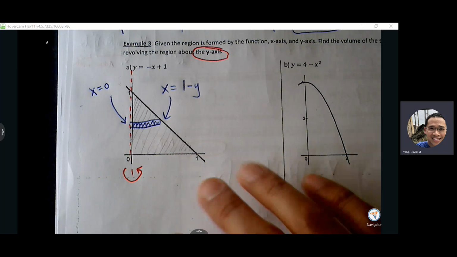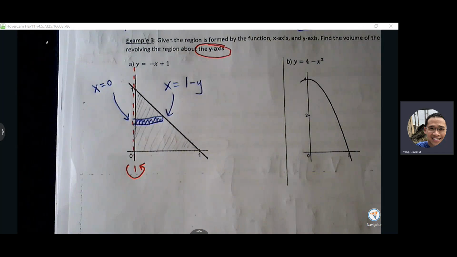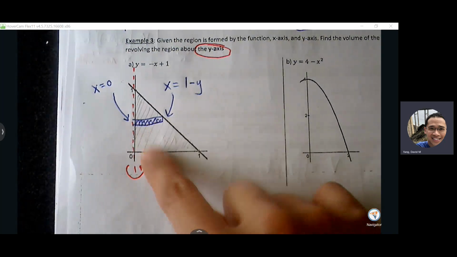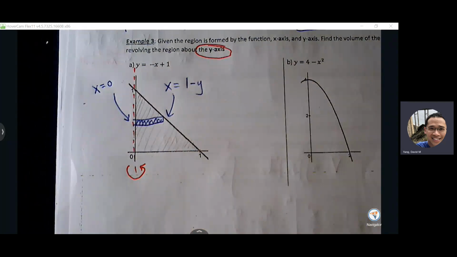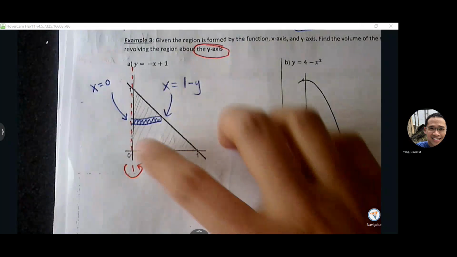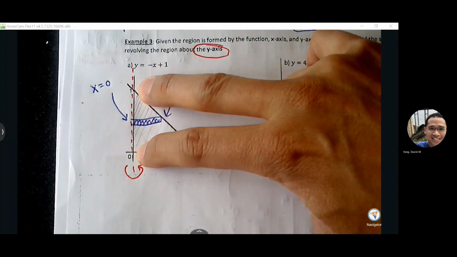All right, so we do need to find the bounds. But I think in this case, we can just look at the graph and tell, right? What's the lowest and highest? Imagine you're stacking these circular discs from down here all the way up to up here. What's the lowest and highest y value? 0 and 1. So these are your bounds.